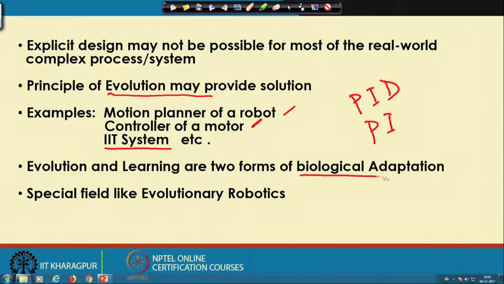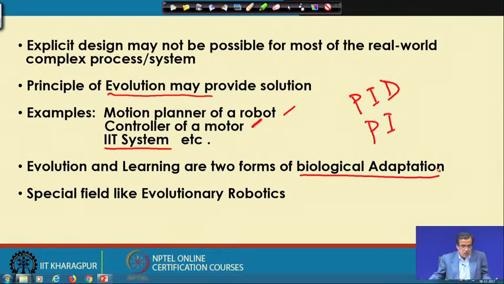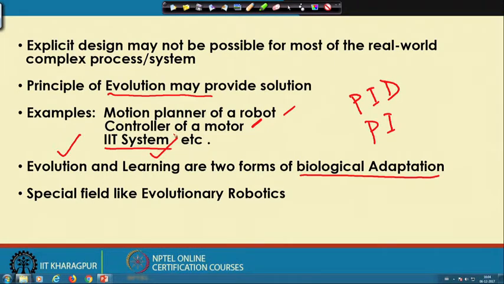Now, if you see the principle of biological adaptation, in biological adaptation there are two terms, one is called evolution and another is called learning. Now, evolution and learning are two forms of biological adaptation, but they work on two different time scales. For example, learning takes place within one's lifetime, whereas evolution takes place through a large number of generations. Now, these two terms, evolution and learning, are going to help each other. Now, let us see how they can help each other.